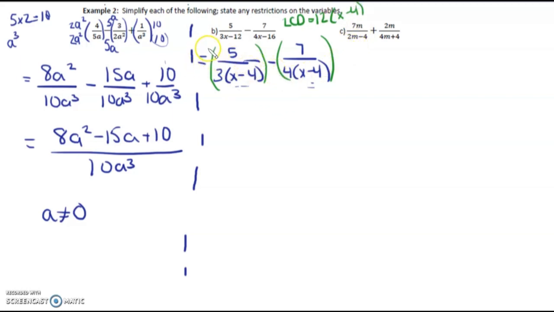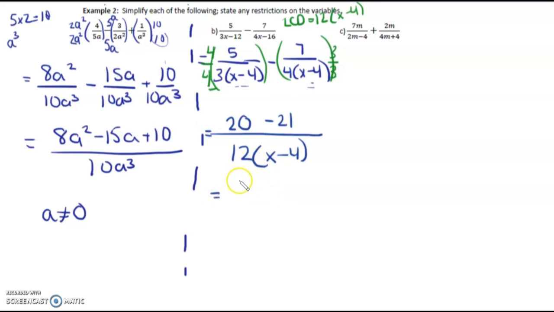We're going to multiply the first term by 4 over 4 in order to get that 12, and the second term by 3 over 3, again, in order to get that 12. So we get 20 minus 21, and it's going to be over 12(x minus 4). To simplify 20 minus 21, I just get negative 1 over 12(x minus 4). The restriction is only going to be on the variable part, so x cannot equal 4.